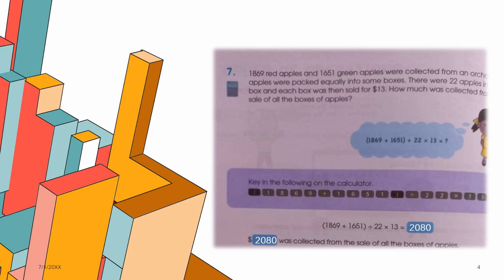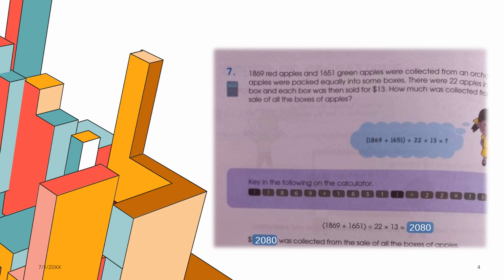Question number 7 is a word problem which says 1869 red apples and 1651 green apples were collected from an orchard. Apples were packed equally into some boxes. There were 22 apples in a box, and each box was then sold for $13. How much was collected from sale of the boxes of apples?